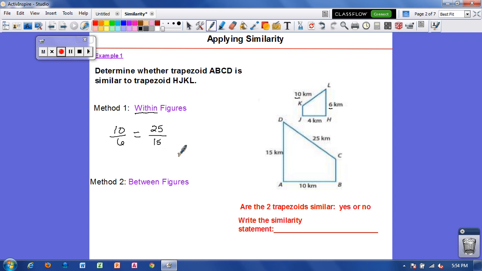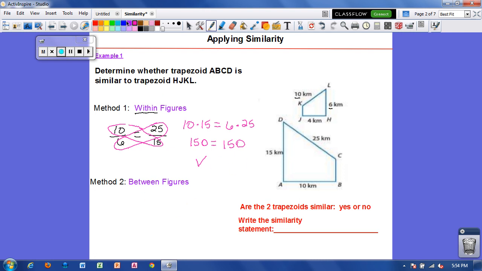I want to cross multiply. Now remember, two ratios are proportional if the cross products are equal. So I am going to take 10 times 15, and I want to see if that is equal to 6 times 25. So I've got to take these cross products and see if they're equal. Well, we know 10 times 15 is 150, and 6 times 25 is also 150. So yes, these figures are similar.